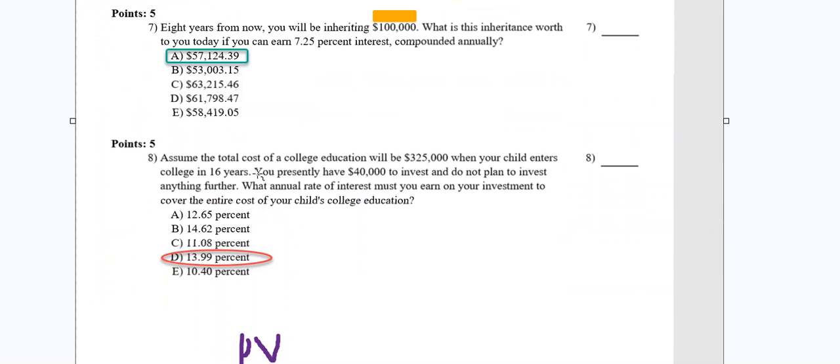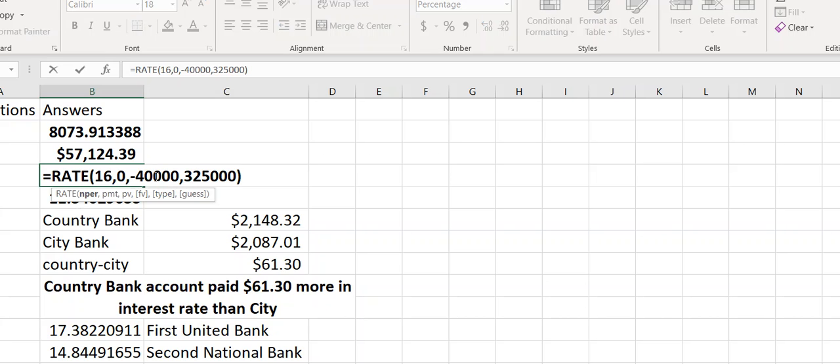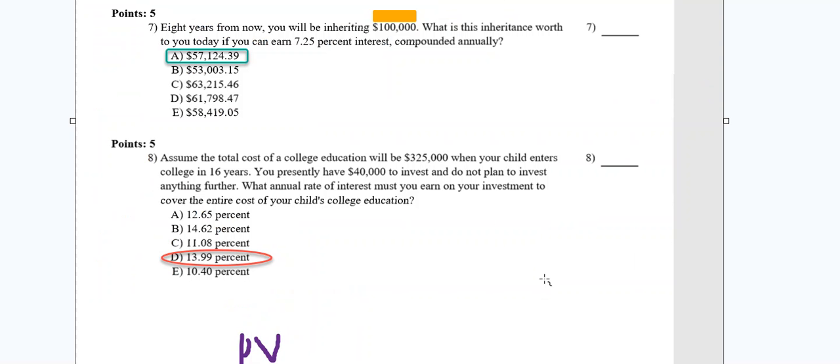Question number 8 is finding the rate. How long will it take for you to grow 40,000 to 325,000 in 16 years? So what interest rate should you be earning to get 325,000 in 16 years? You have the number of years, you have the present value, you have the future value. So that is answered with the rate function: number of years, 40,000 now, and you want 325,000 at the end of 16 years. So the answer should be 13.99.